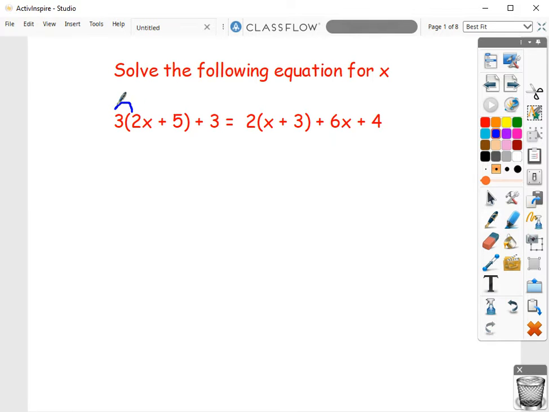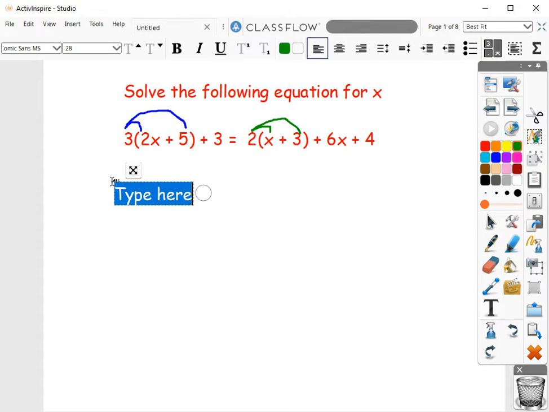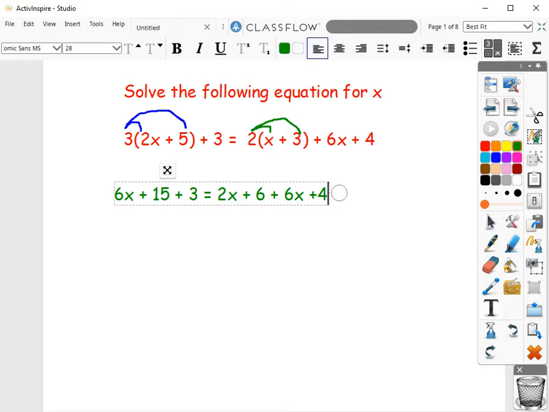And how do I do that? Well, I need to distribute this 3 into these parentheses and, across on the other side, the 2 into these parentheses. So I'm going to go ahead and type what I see just now. 3 times 2x is going to give me 6x, plus the 15, which happens when you multiply 3 times 5, plus the 3 equals 2 times x gives me 2x, plus 3 times 2 is 6, plus 6x, because it comes after the parentheses, plus 4 comes after that 6x.